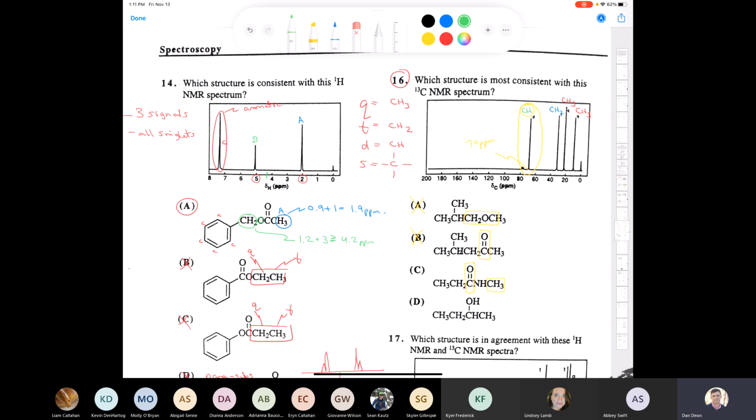If I look at this one here, though, I have a methine that's attached to an oxygen. This is going to fall in the range of 50 to 100 parts per million. I have two methyls that are going to be the least deshielded, and then I have a methylene, which is going to be the most deshielded after the methine. And so the correct answer would be D.